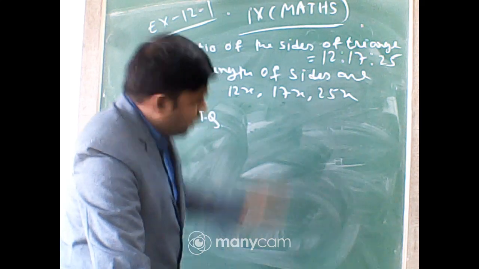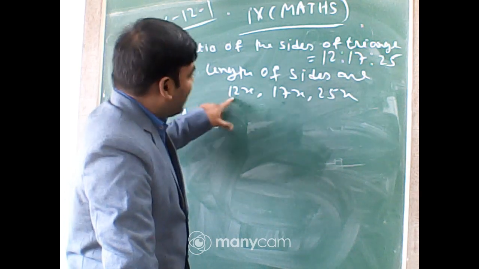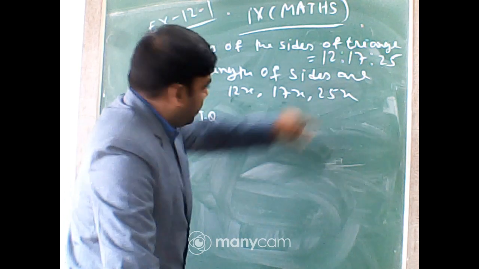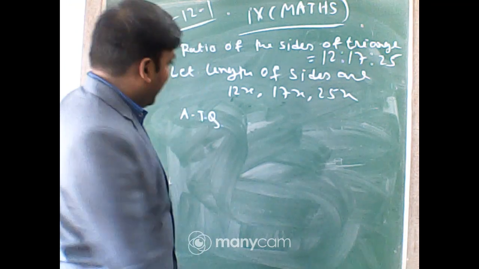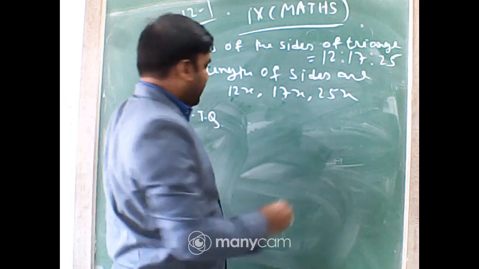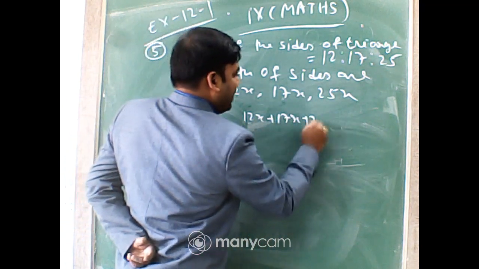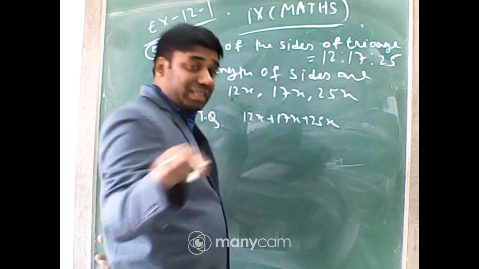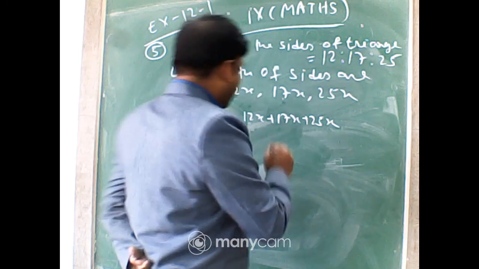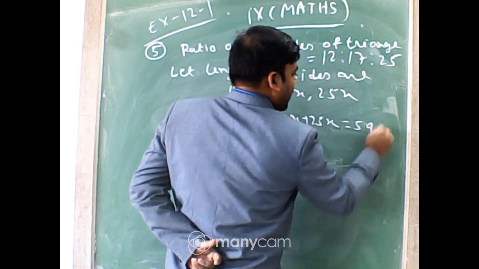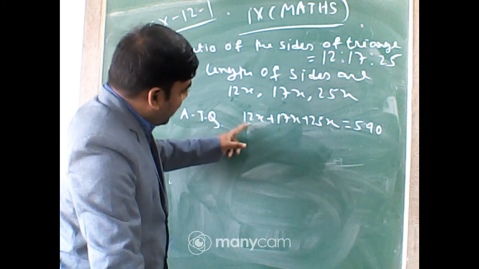Look at the board. I have asked you what is the perimeter using these three, not 540. 540 is given. Yes, 12x plus 17x and 25x is the perimeter, and in the question it is also given that the perimeter is 540. So that equal to 540. Anybody have any doubt up to this?